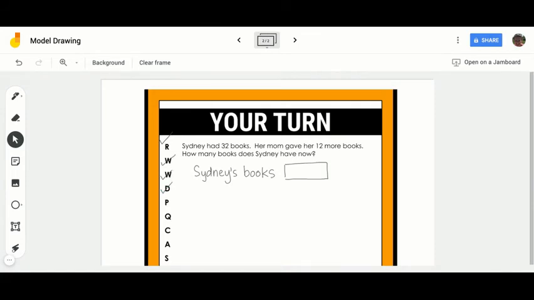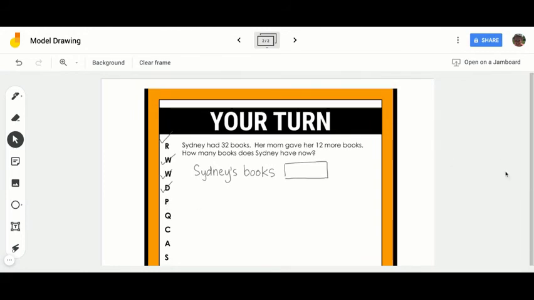All right, so next we are going to start plugging in the information for that P. So when we plug in the information, we're going to read sentence by sentence. So Sydney had 32 books. Oh, that's important information, isn't it? We're going to take our 32, and we know that's how many books Sydney has. So we're going to plug it into our unit bar.